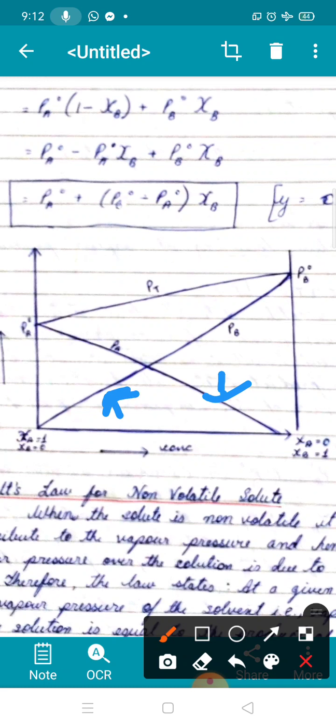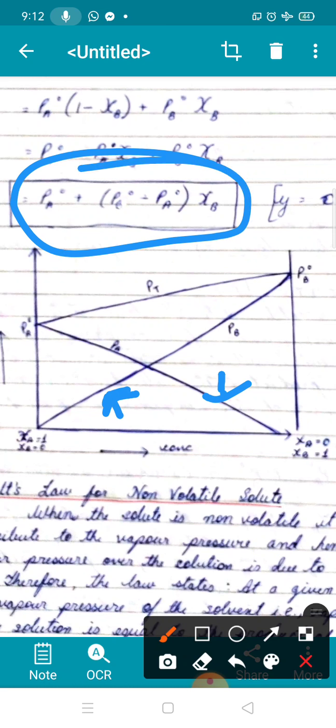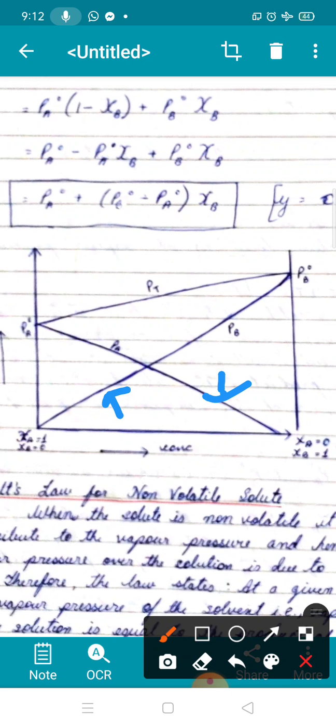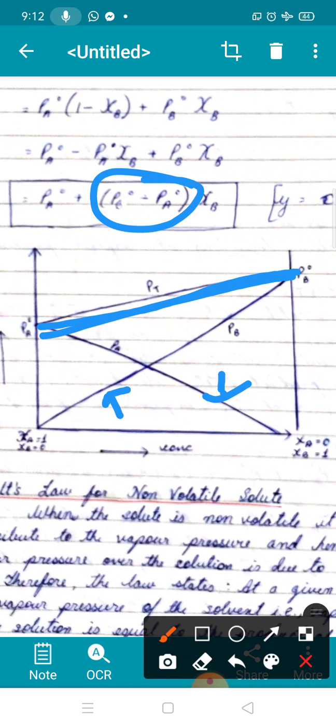Then how much will be the P total? That means the graph according to this equation. According to this equation, the graph will be the line joining PA0 and PB0. Here we have taken PB0 to be more than PA0. That means B is more volatile than A. So we are getting an increasing graph and the slope of this will be positive.